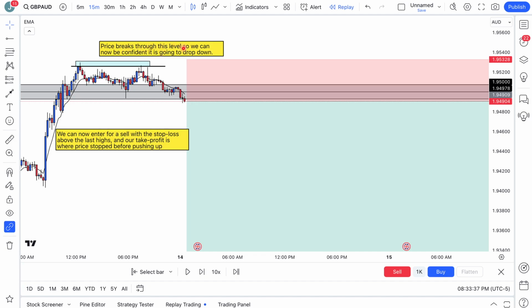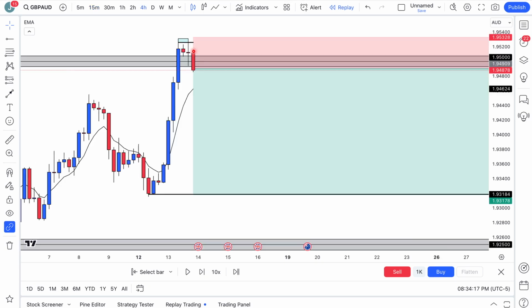Price breaks through this level, so we can now be confident it's going to drop down. We'll talk about where our TPs could be later. So this is our last area where price stopped at. Actually, I'll say it now. So our TPs, we can have our TPs either at our Fibonacci areas, support and resistance, which is basically where price stopped at in the past, which is this previous price movement, and the next key area.